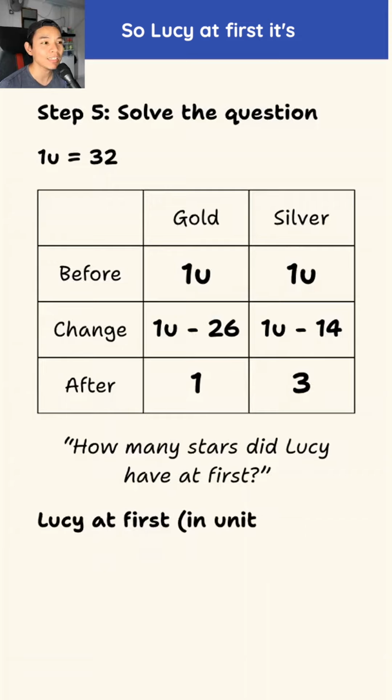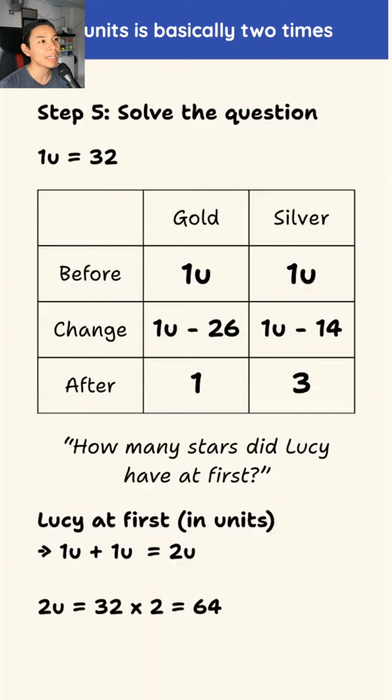Lucy at first, it's asking for stars. So that means it is 1 unit plus 1 unit, which is 2 units. And 2 units is basically 2 times 32, which is 64. And that's the answer.